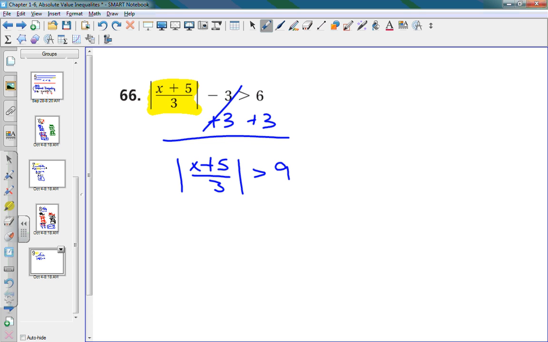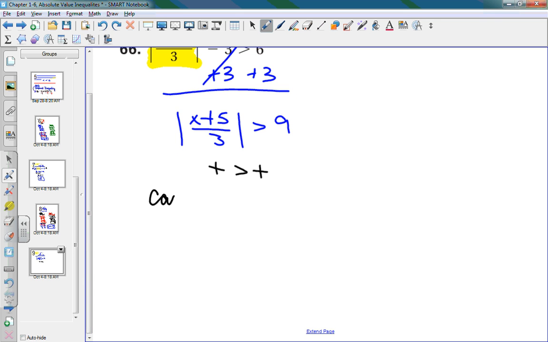Next, what do I do? Randy? I cannot multiply it by 3 on both sides. Why can I not multiply by 3? Because the 3 is inside the absolute value bars, so you cannot do that until you do case 1 and case 2. Before I do case 1 and case 2, what do I want to do? See if it's possible. Can this outcome of a positive be greater than a positive number? Yes. So now that I know it's possible, what do I need to do? Case 1, case 2.